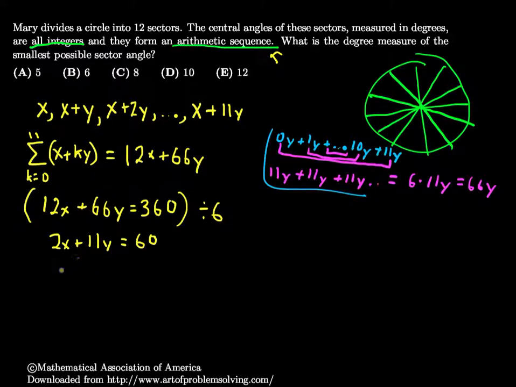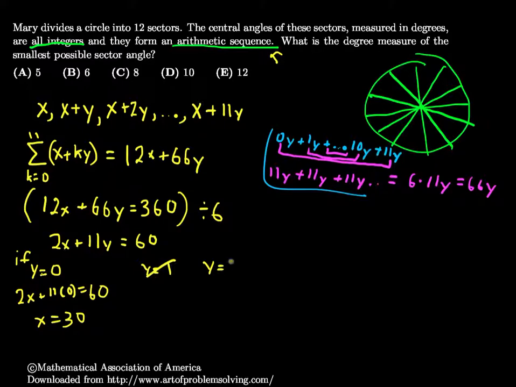So y could be anything 0 through 5. If y equals 0, then 2x plus 11 times 0 equals 60, and that cancels out, and divided by 2, the smallest angle is 30. That makes sense: 30, 30, 30, 30. If I have 12 30s, I get 360 degrees. If y is 1, I'm just going to skip these steps: we subtract 11, we get 49, we get 49 halves. That can't work because that gives me a fraction for x.